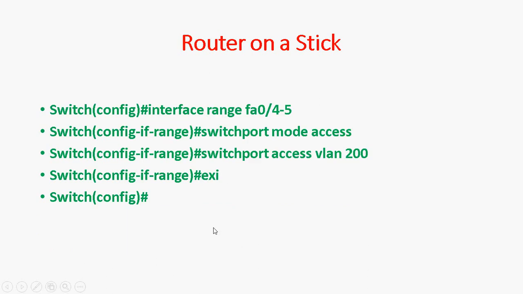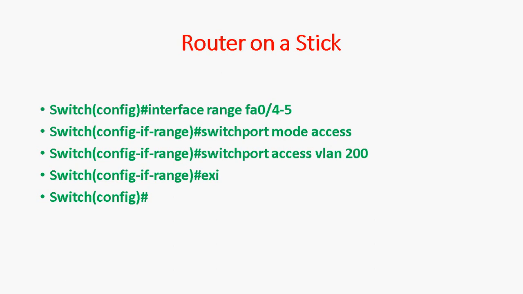Exit. Then FA0/4 and FA0/5. These two ports are connecting towards PC3 and PC4 in my scenario. So these two ports are connecting towards end devices, so I am giving switchport mode access, because end devices always should be access ports. Next, these two ports are mapped to VLAN 200. The syntax for mapping that port to a VLAN is switchport access vlan 200. Now these two ports are mapped to VLAN 200.